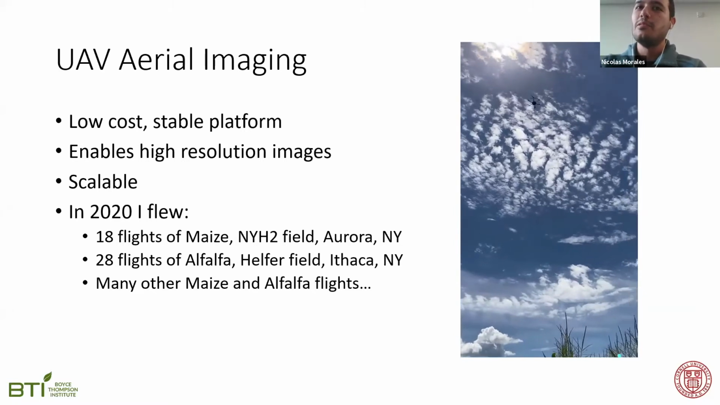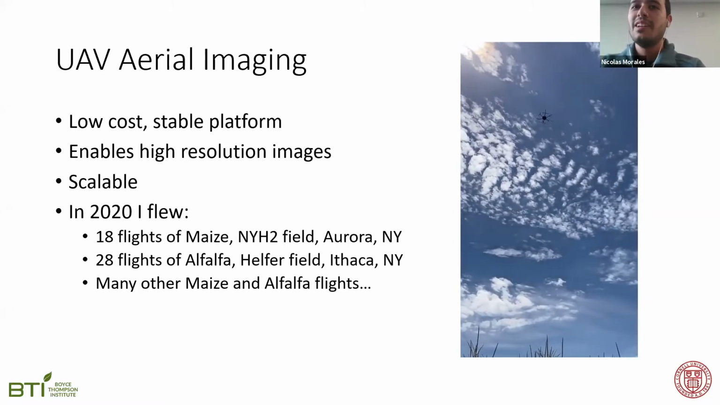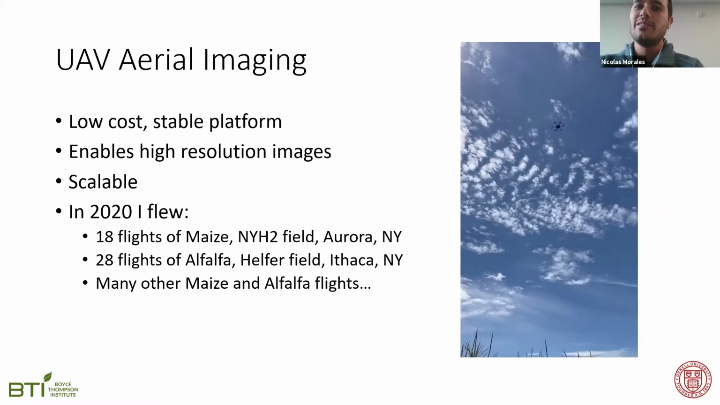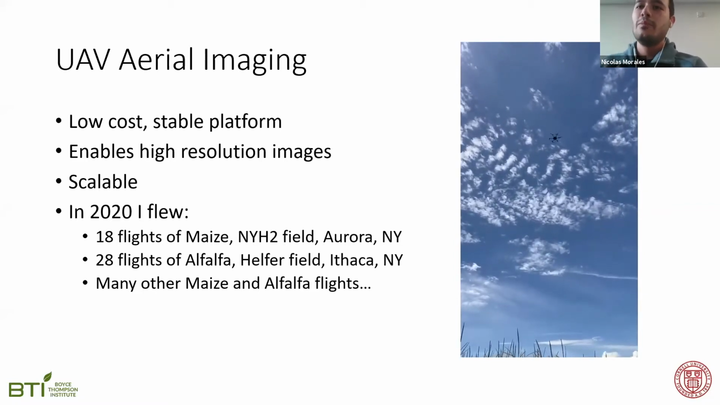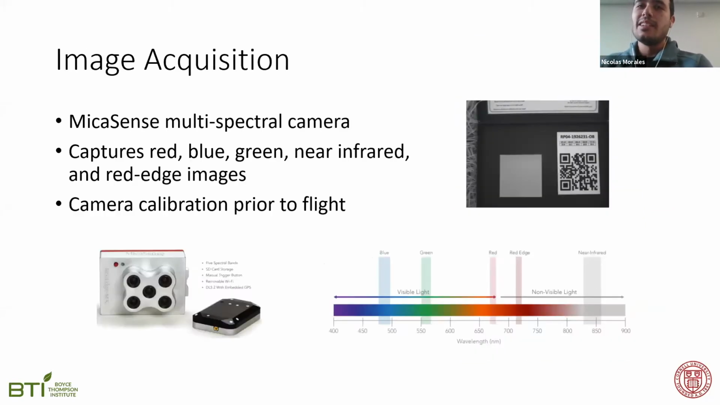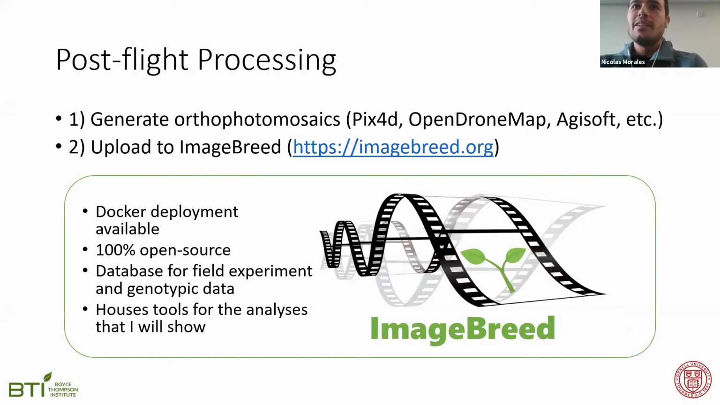And for instance, I flew 18 flights this summer of a field in Aurora and 28 flights of an alfalfa field here in Ithaca and many others. And we use the MicaSense multispectral camera, which captures in the blue, green, red edge and near infrared spectra. So you can see the camera here with the 5 distinct lenses. The thing to remember is you have to take a picture of this calibration panel prior to flying. And post-processing, I follow 2 steps.